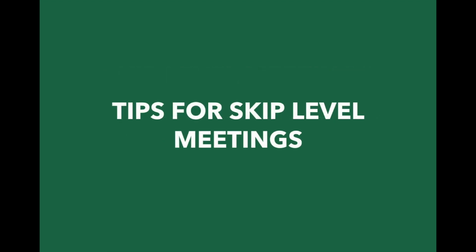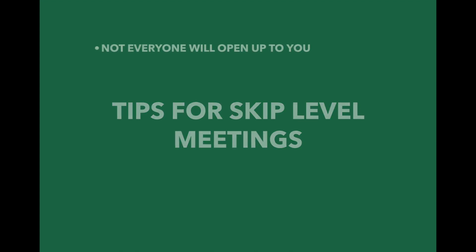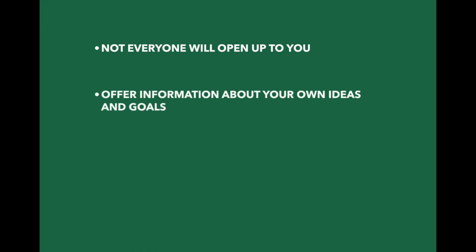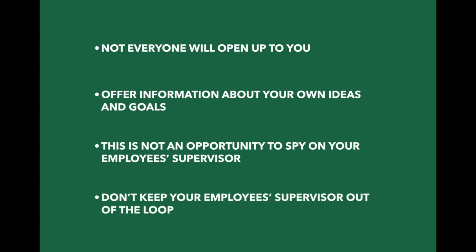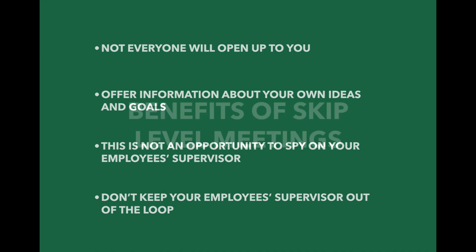Here are a couple tips for a successful skip level meeting. To start out, remember not everyone will open up to you, and this is okay. Secondly, offer information about your own ideas and goals. You need to be relatable to them. Thirdly, this is not an opportunity to spy on your employee's supervisor. And as a fourth tip, never keep your employee's supervisor out of the loop.